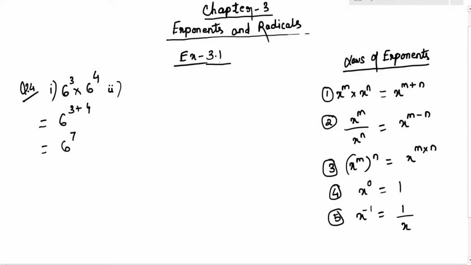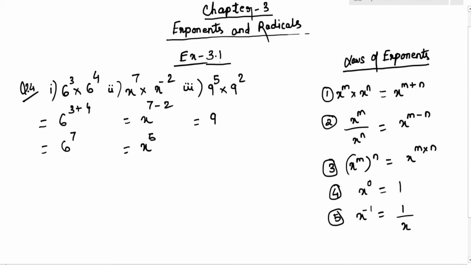Now we'll move ahead with the next one, that is x to the power 7 into x to the power minus 2. Here also the base is same and multiplication sign is there, so the power will add, but here it is minus 2. So what is 7 minus 2? You know that 7 minus 2 is 5. Now coming down to the next part, the third one is 9 to the power 5 into 9 to the power 2. Again the base is same, power is different, and the sign is of multiplication, so power is going to add. 5 plus 2, and 5 plus 2 is 9 to the power 7.